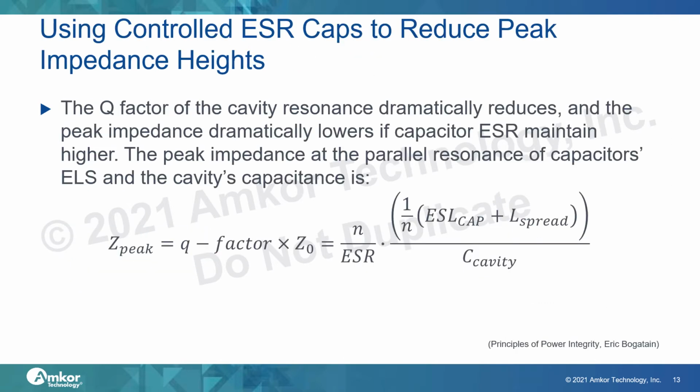Also, the peak impedance formula is telling us that there are direct correlations among ESR, ESL, and spreading inductance. The spreading inductance and cavity are related to the package design layout. ESL is all about the cost, but ESL is not much related to what I have mentioned above. So if the capacitor ESR is maintained higher, the Q factor of cavity resonance is reduced, and peak impedance is lower when we cannot control spreading inductance or ESL.